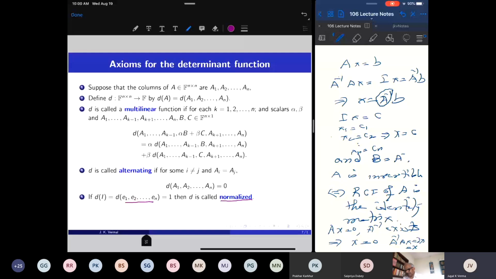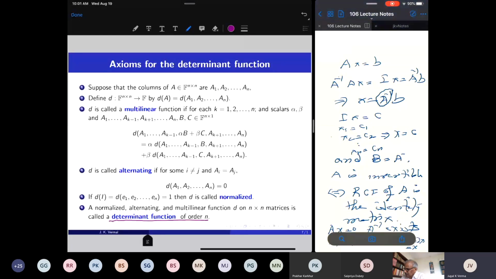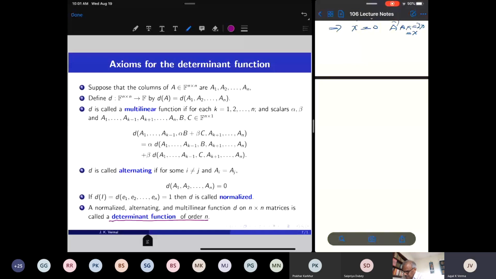So there can be many functions on the space of matrices, but this function, which is multilinear, alternating, and whose value on the identity matrix is 1, is called a determinant function of order n. Okay, and we want to show that there is only one function of this kind, and it exists. So we have to show existence and uniqueness of determinant functions on the space of n by n matrices.